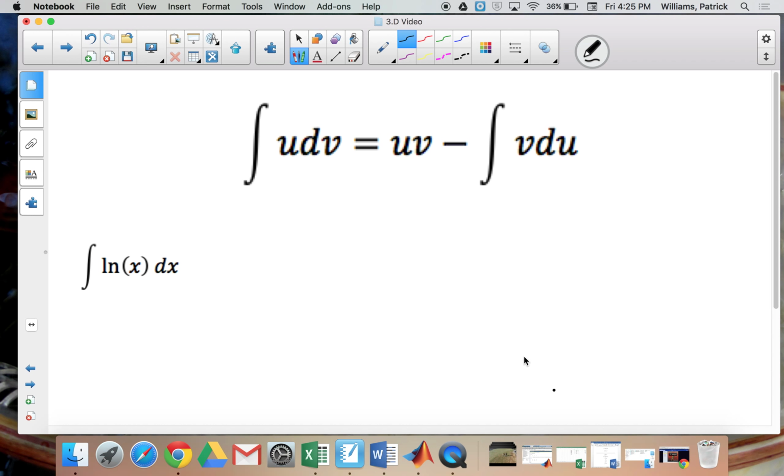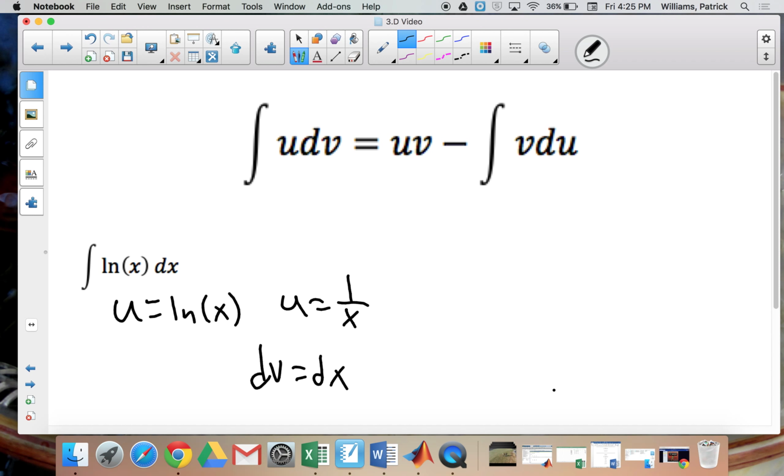All right, if you tried this one, here's the trick here. If we say u is equal to natural log of x, that means dv is equal to dx. Therefore, du, the derivative of natural log, will be 1 over x dx. And then the antiderivative of dx, well, that's just going to be x. So v is just going to be x.